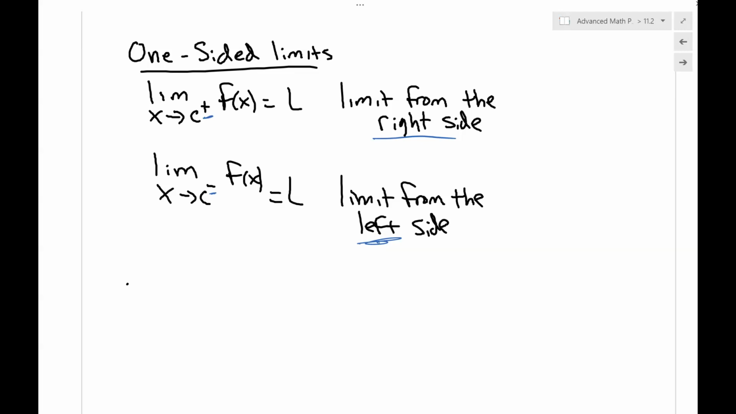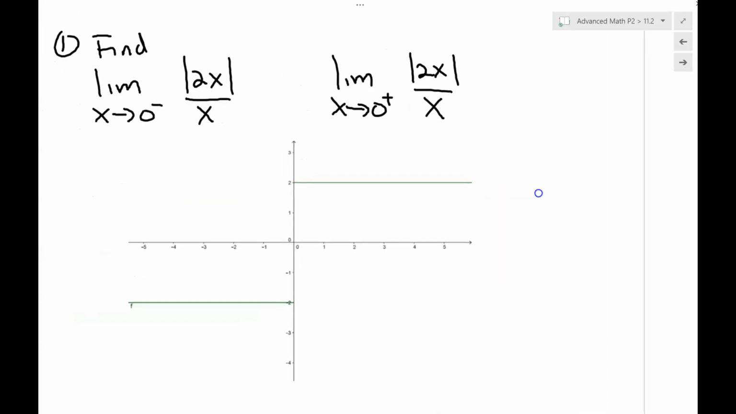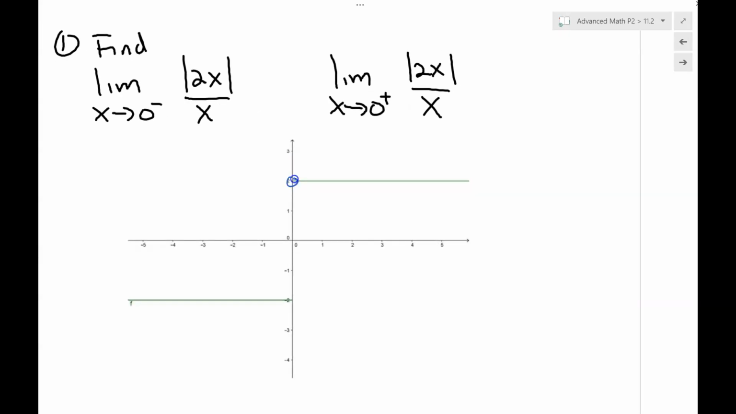So what does that look like in a problem? Most of the time, we can't really do this from an algebraic standpoint. We're going to do it from a graphing standpoint. And again, this graph is missing some open circles. Here's what the problem says: the limit as x approaches 0 from the left of the absolute value of 2x over x. Then this other one is as x approaches 0 from the right of that same function.